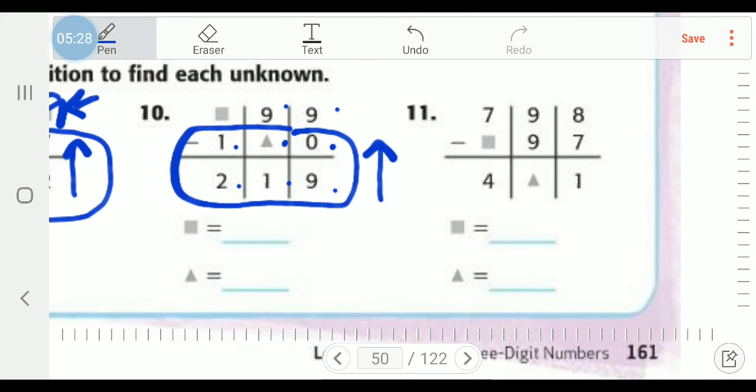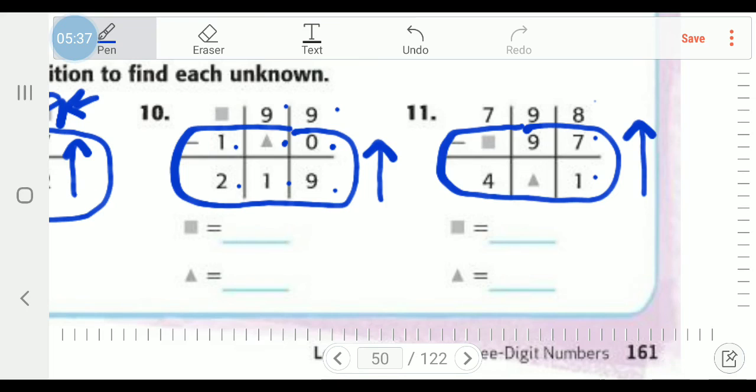Question 11, same thing. Remember, you can take these bottom two numbers and you can add them going up. 1 plus 7 makes 8. What number plus 9 keeps it a 9? Think about that one. And 4 plus something will equal 7. So what are those missing numbers? And make sure you write them here, the square and the triangle for each one.